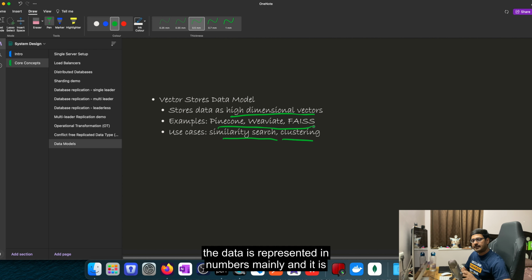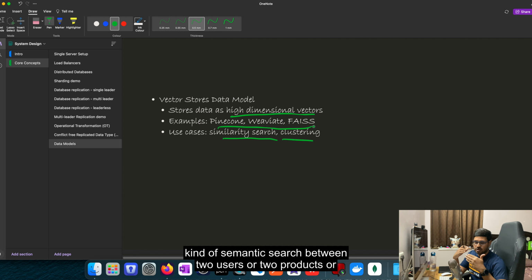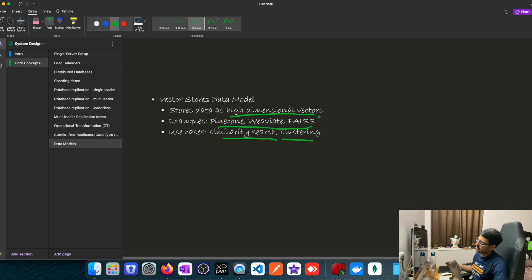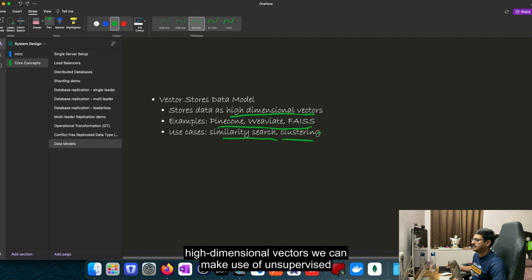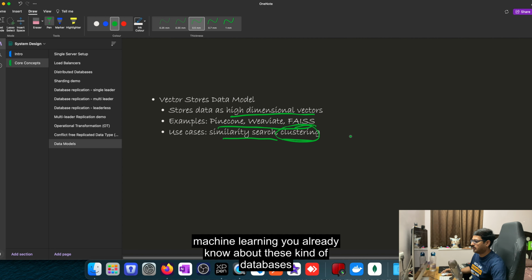So the data is represented in numbers mainly, and it is represented in higher dimensions, and because of this vector representation we can do vector manipulations or vector calculations, multiplications and so on, so that we can do some kind of semantic search between two users or two products or anything like that. So whenever we have a need for some similarity searches, we can make use of vector databases. They are very fast and very efficient. We can also achieve some kind of clustering using these high dimensional vectors. We can make use of unsupervised learning to achieve some kind of clustering. So if you are in the space of artificial intelligence and machine learning, you already know about these kind of databases.